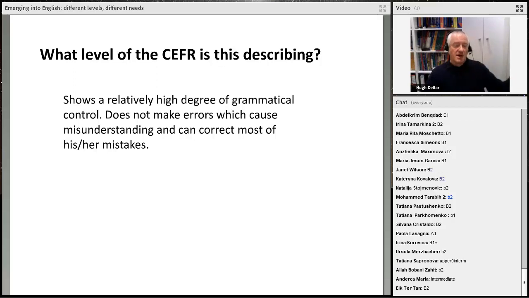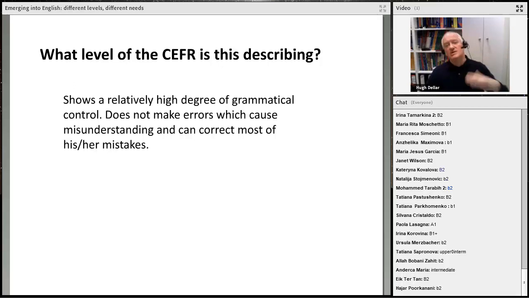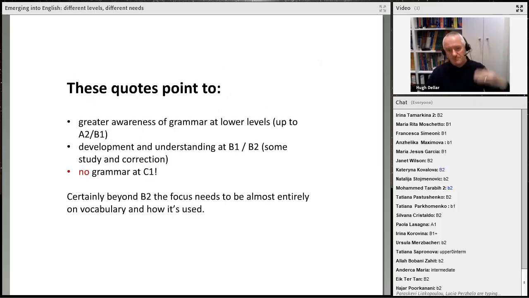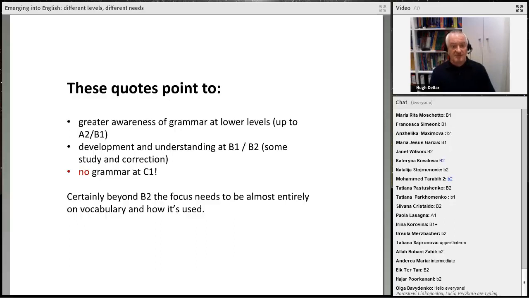Okay, and as Michael Swan said, once you get to this level, what's the issue for you is not grammar. Okay, maybe you need to be corrected, but the real issue is building up that stock of vocabulary. So I think what these quotes suggest for me is that we need to be encouraging in students a greater awareness of how grammar works at lower levels, up to A2, B1.